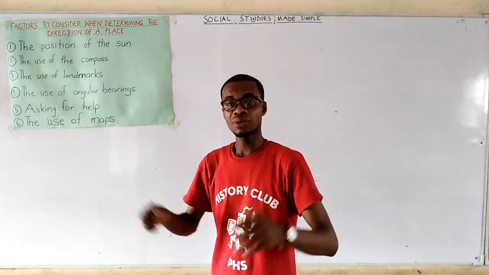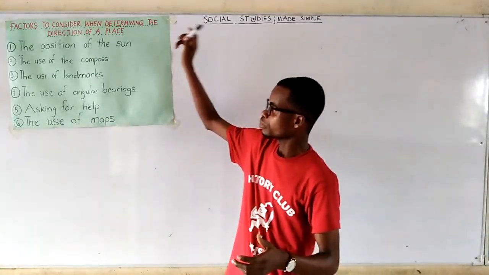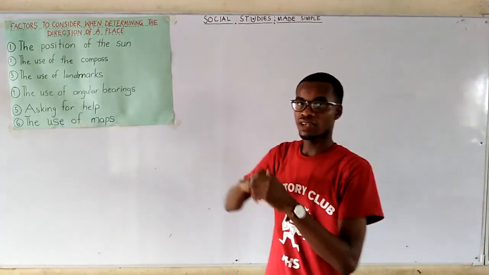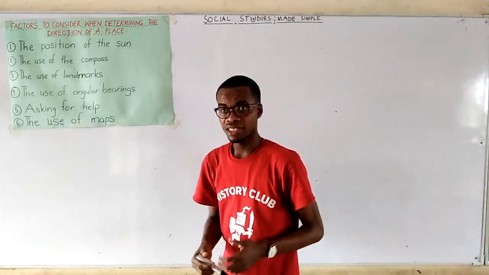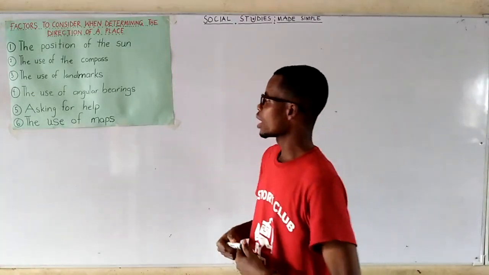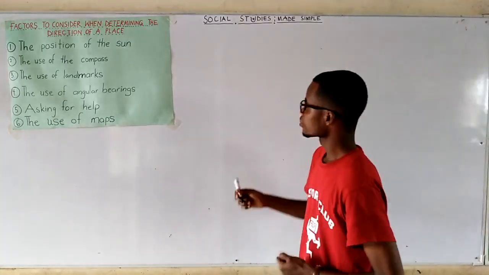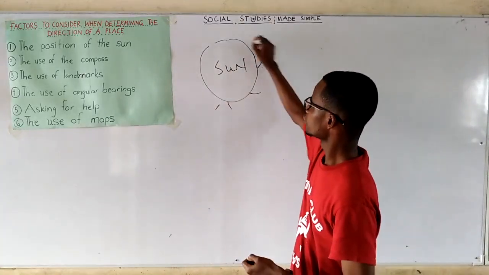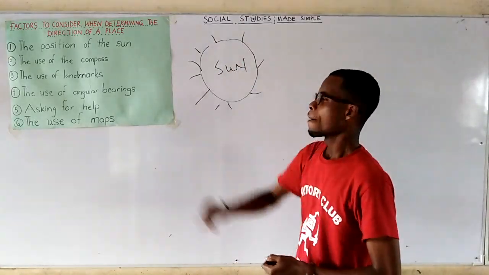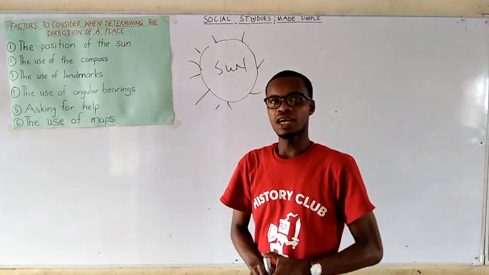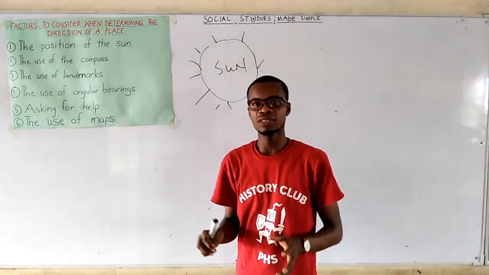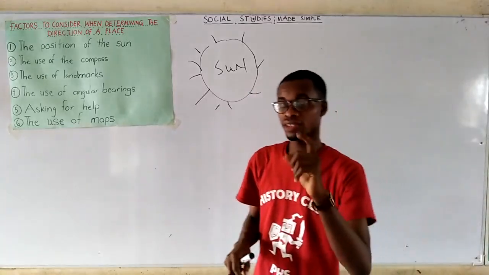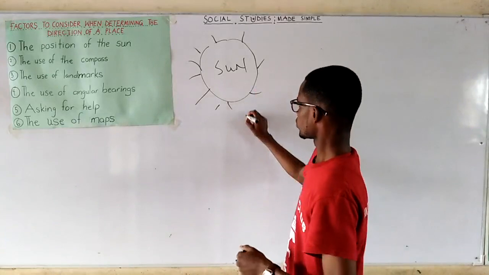Okay, so how is this done? The position of the sun is the first factor we are going to consider when showing or determining the direction of a place. So we have the sun. Good. So the one who is depending on the sun to determine his or her direction or location will have to consider one thing or know one thing first.